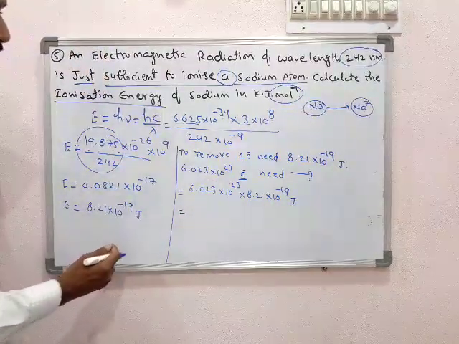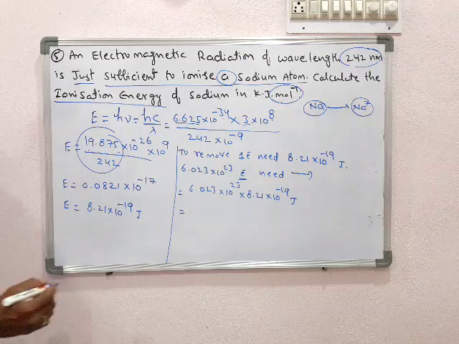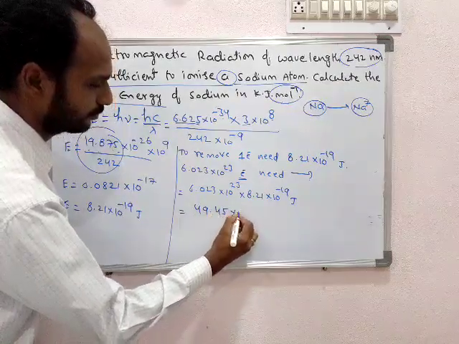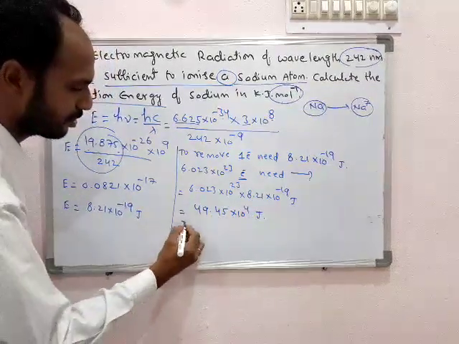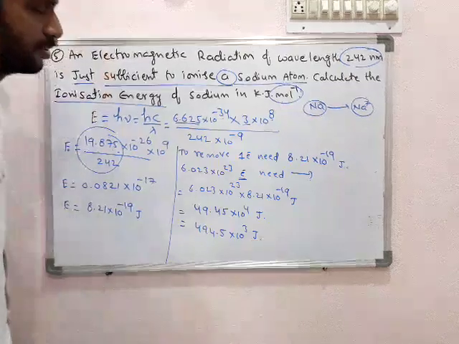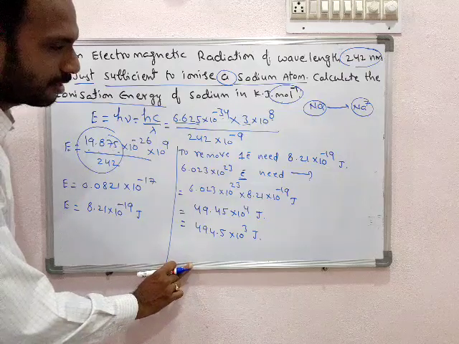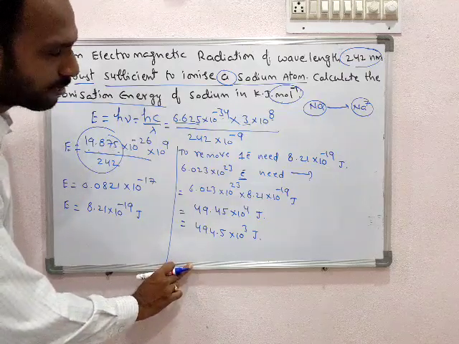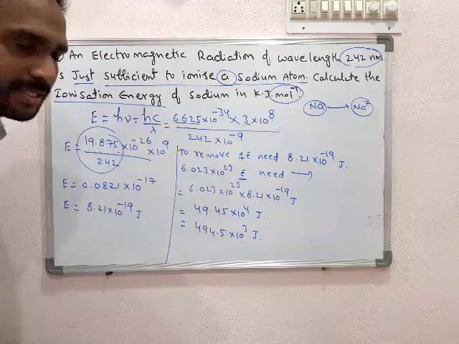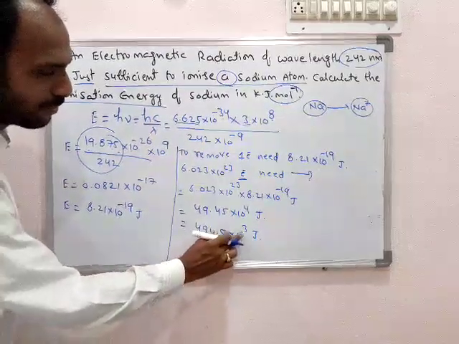So it is equal to, approximately it gives some joules, or we can write it as some joules. So to ionize 1 mole of sodium atoms, that is, to convert 1 mole of sodium atoms into sodium plus, to remove 1 electron from all atoms present in 1 mole of sodium requires 494.5 into 10 power 3 joules.